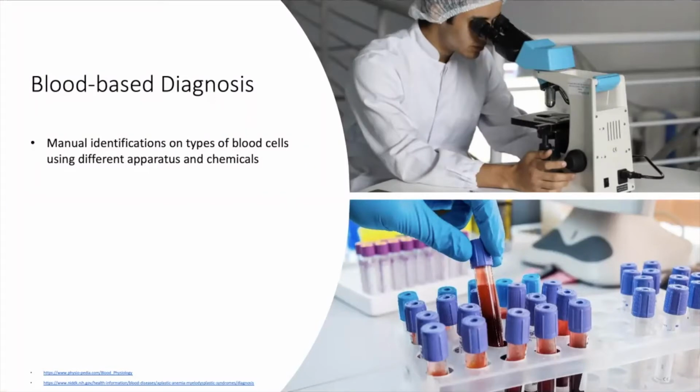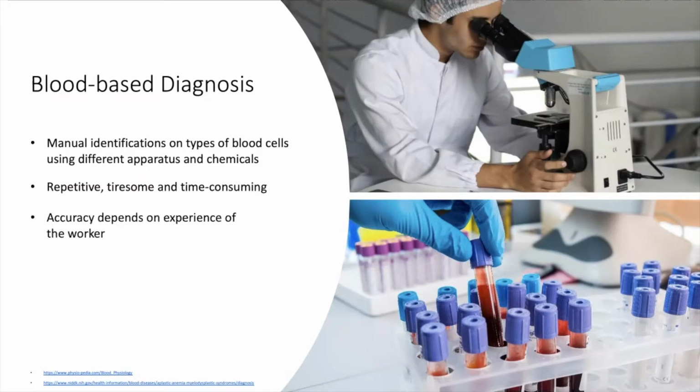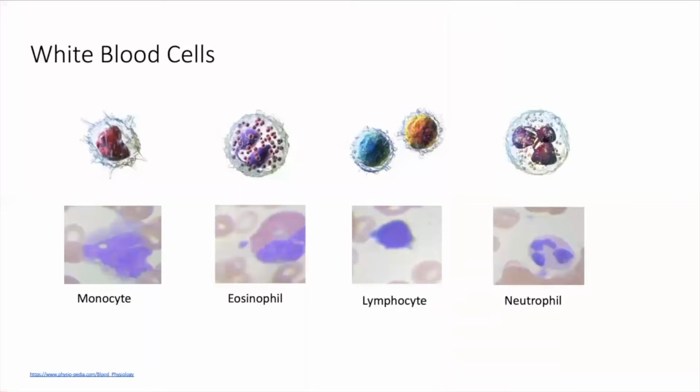need to manually perform these tests using different apparatus and chemicals, which has been time-consuming, tiresome, and dependent on the worker's experience. Machine learning algorithms can be applied to automatically identify and classify the cell subtypes in the blood sample, with the existence of a large and reliable dataset that can be used to train our model.